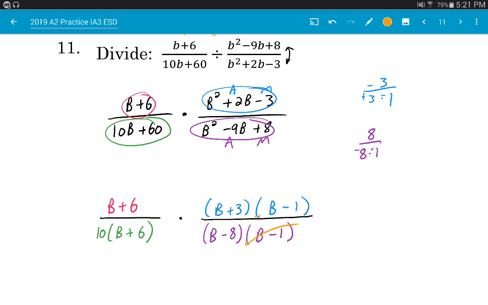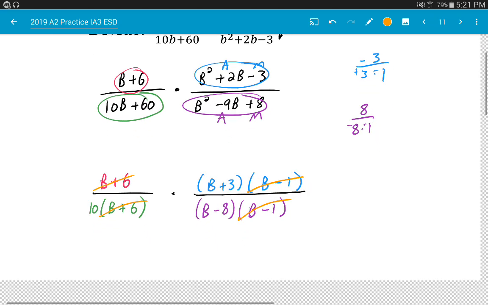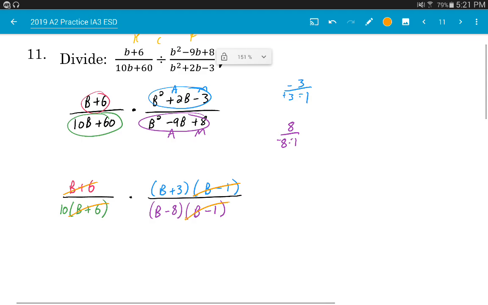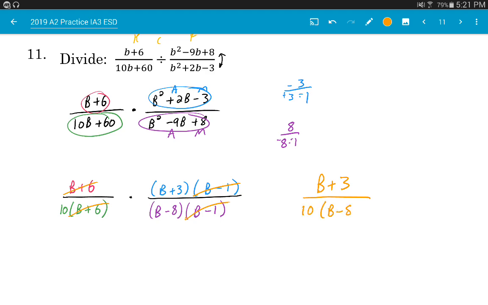b minus 1 and b minus 1. b plus 6 and b plus 6. And that's it. So my final answer here is going to be b plus 3 over 10 times b minus 8.